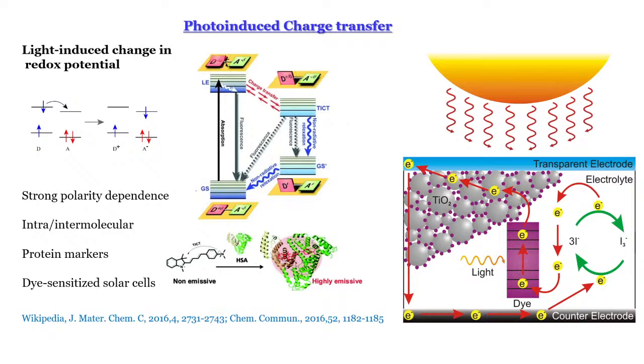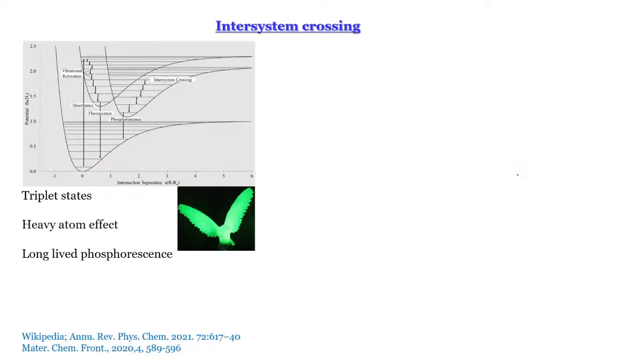Another important excited process is photoinduced charge transfer. So we have talked about charge transfer in absorption spectrum. Here, this is charge transfer post-excitation. Again, the donor and acceptor can be within the same molecule. If that is the case, then the fluorescence of these molecules is usually very strongly dependent on the polarity of the medium, and hence one can make things like protein probes with them, or it can be intermolecular, and that is what is used in construction of things like dye-sensitized solar cells, among other things.